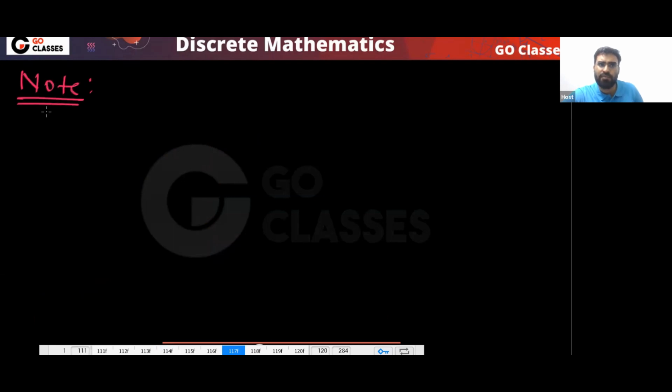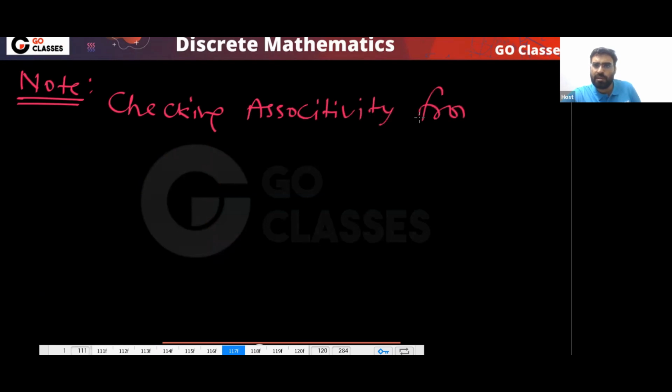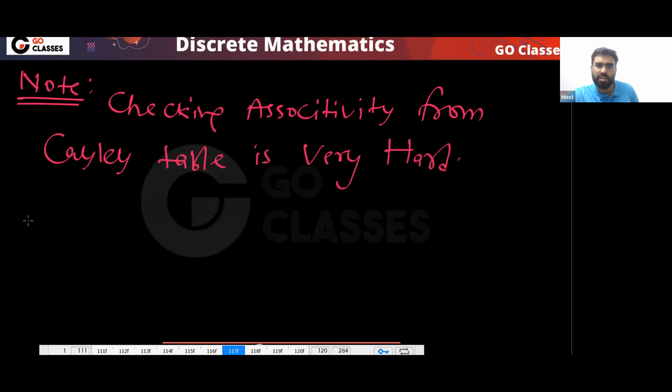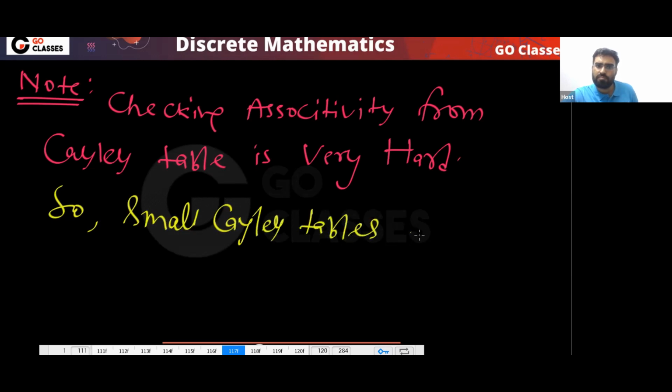In the GATE exam, they will give a small table. Checking associativity from a Cayley table is very hard. It will take time. So small questions will be there. A small Cayley table will be given in questions.